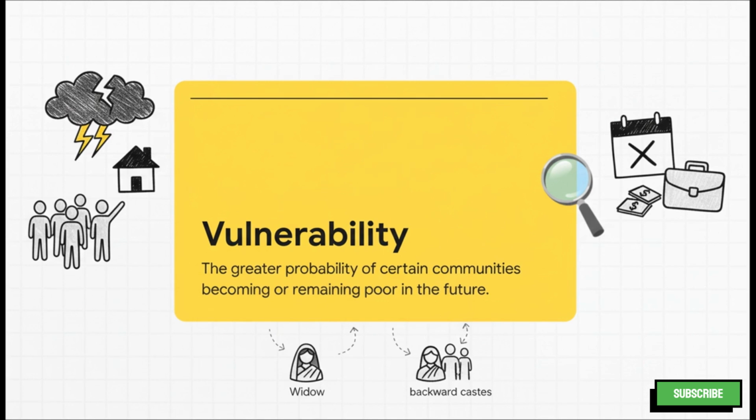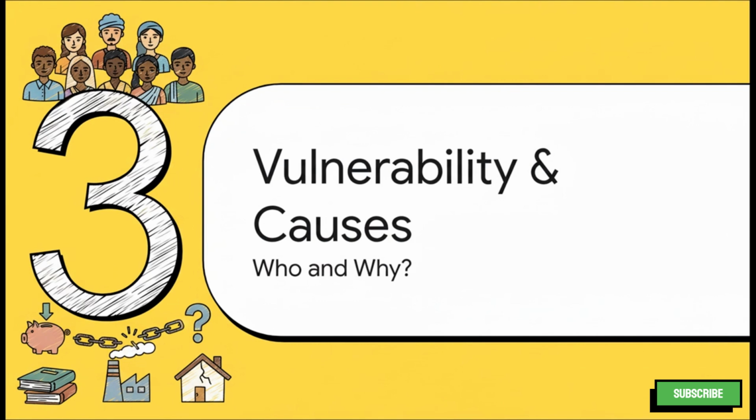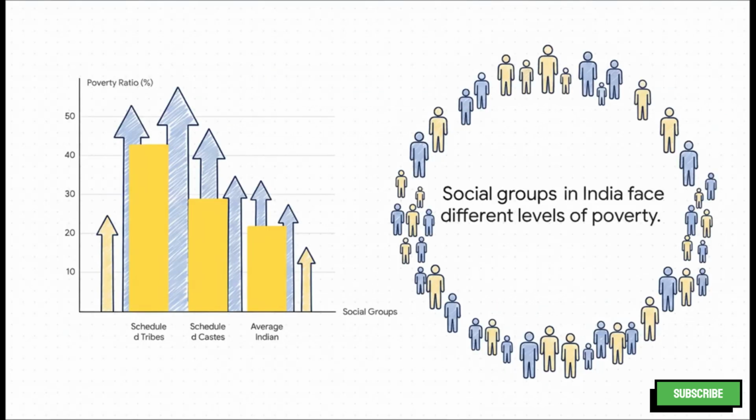When a crisis hits, like a natural disaster or someone losing a job, these vulnerable groups are always hit the hardest. This leads us perfectly into our next section, where we're going to identify India's most vulnerable groups and really dig into the root causes of poverty. And the data here is, well, it's stark.